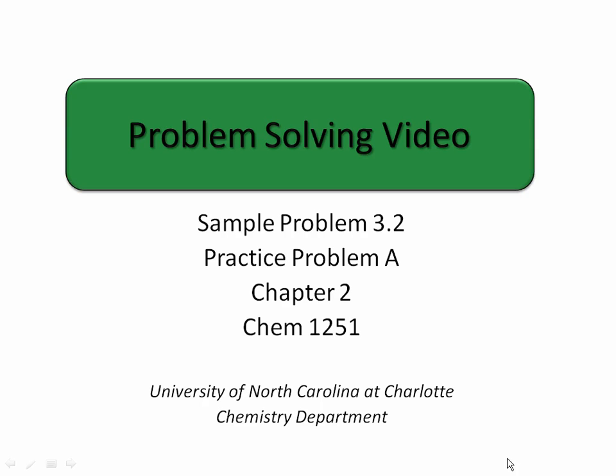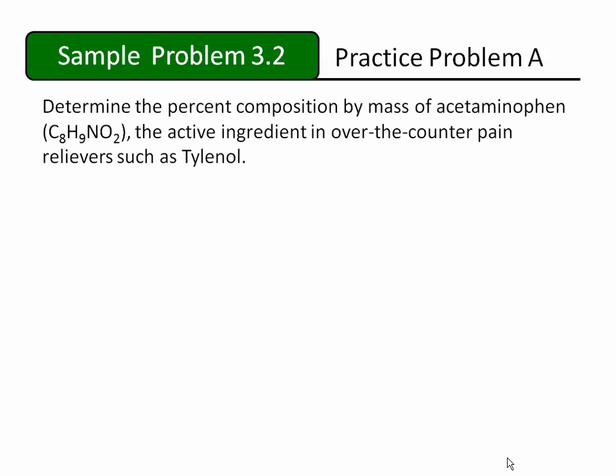This is the video solution to practice problem A that goes with sample problem 3.2 on page 80 of your text. This problem requires us to determine the percent by mass of each element in acetaminophen. We're given the chemical formula for acetaminophen as C8H9NO2. Let's review how we'll carry out this calculation.